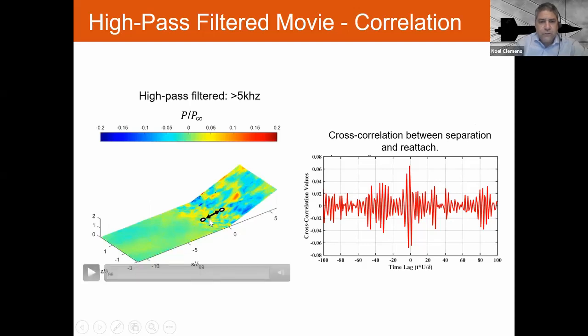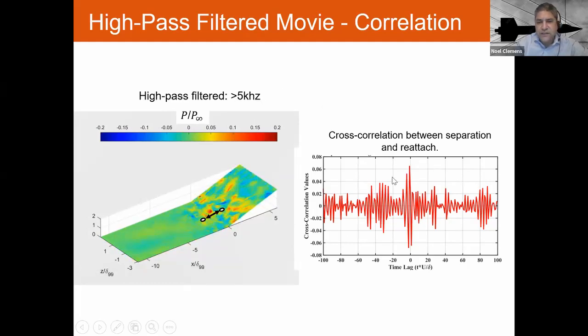Okay, and then just one more. If we take two locations in pressure, one near separation and one near reattachment, and we do the correlation, and this is for high pass filtered, we see essentially no correlation, a very, very weak correlation between those two. So it's showing the lack of coherence between separation and reattachment dynamics.